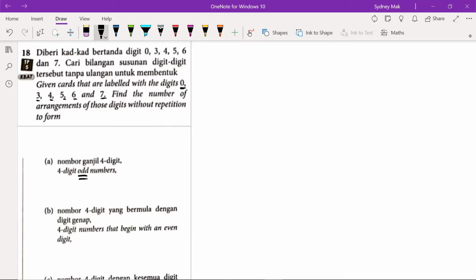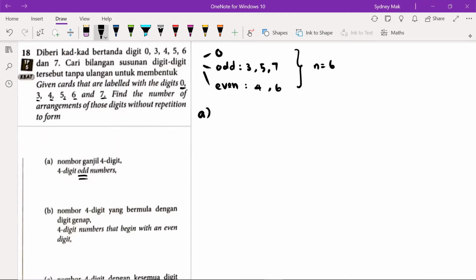So in this question, we are given the digits 0, 3, 4, 5, 6, and 7. So we have the odd digits, that is 3, 5, and 7, and then the even digits, which is 4 and 6. So all in all, we have 6 numbers, 6 cards here. So now let's go to A.